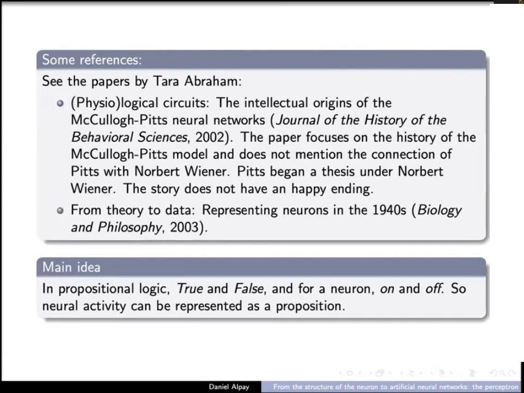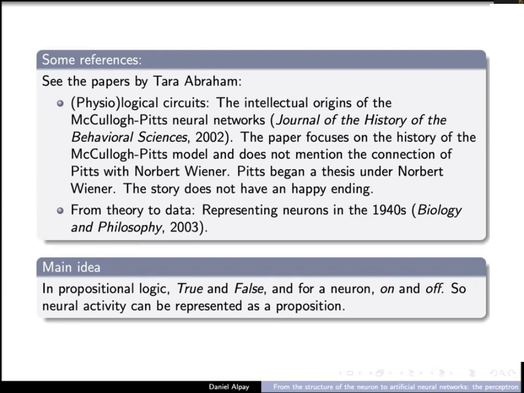About the history of this collaboration, there is an interesting paper from Tara Abraham. I will not read them, but these are two papers which do not mention the connection of Pitts with Norbert Wiener. I mean, for the analyst in the group, Wiener, yes, but toward the end of his life, Wiener was interested in such topics. He took Pitts as a PhD student, and then from one day to the other, it was over. This is Wiener, if you want.